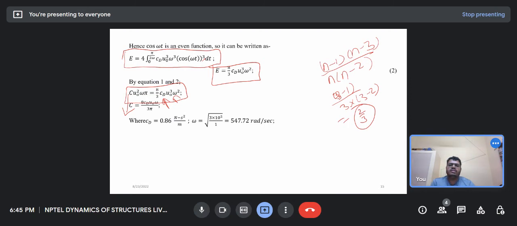So you can find this. CD is equal to 0.86, and omega is 3 into 10 raised to power 5 divided by 1, that comes out to be this. C becomes, the damping becomes 399.83. So what is your damping ratio? C divided by C critical. Your C is 399.83 u naught, and the C critical is 2 into 1 into 3 into 10 raised to power 5. So that becomes 0.365 u naught.